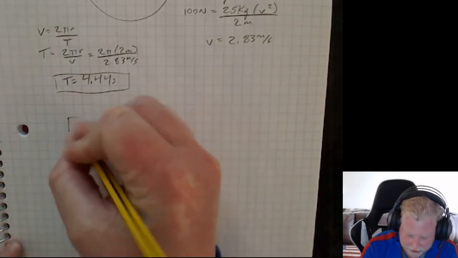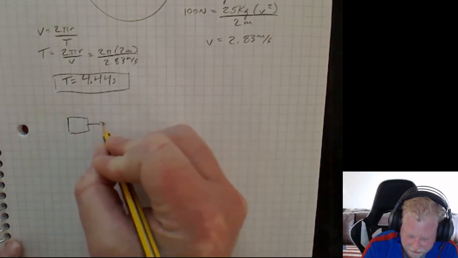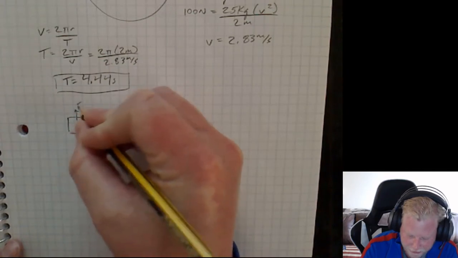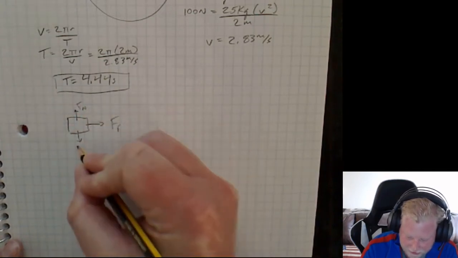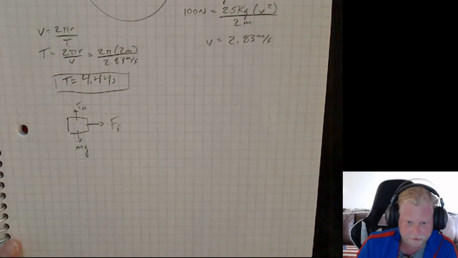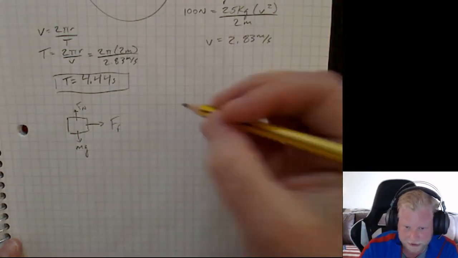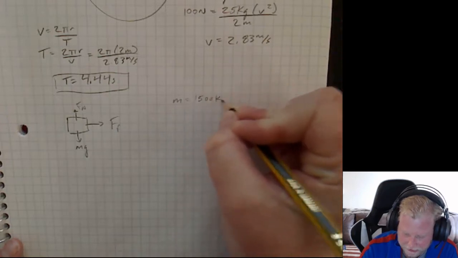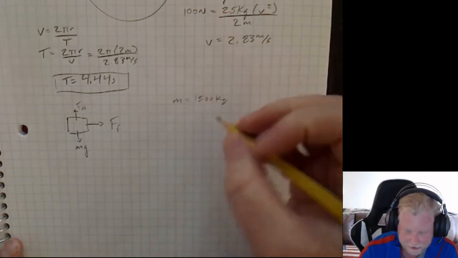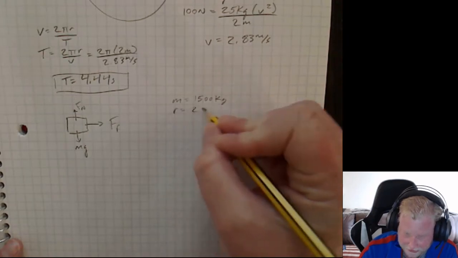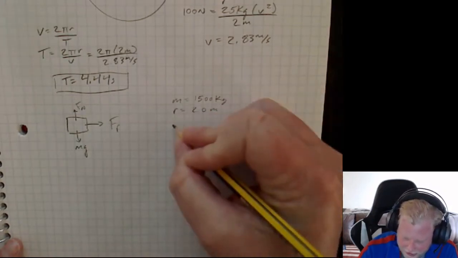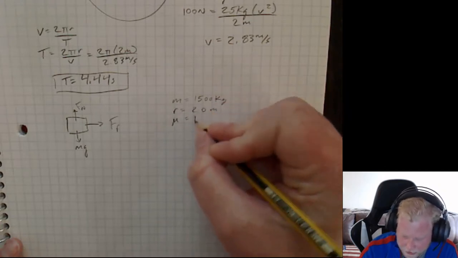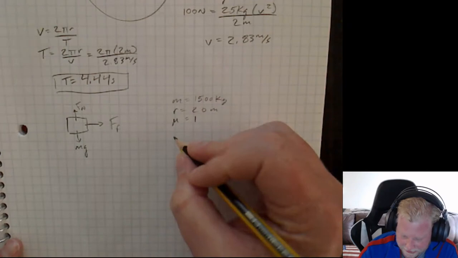The free body diagram they've given us has a car experiencing the force of friction, a normal force acting on it, and the weight of the car. We're also given that the mass of the car is 1500 kilograms, that the radius of the turn is 20 meters, and that the coefficient of friction in this case would be 1. And we want to find that max speed.